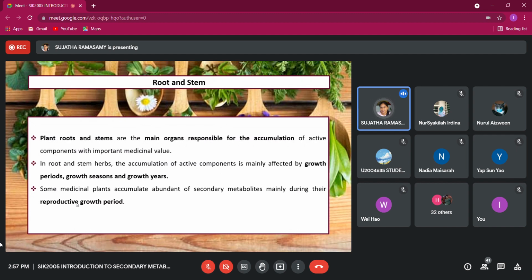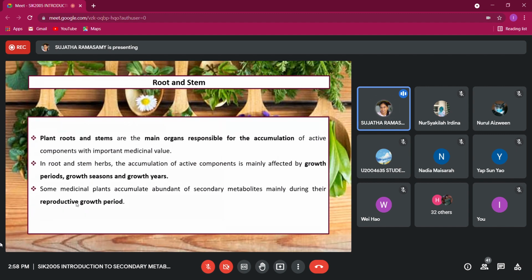Okay, let's look at the root and the stem. So the plant roots and the plant stem are the main organs responsible for the accumulation. If you have used traditional medicine or you have seen people prescribe traditional medicine, most of the parts that they use are the roots or the stem. Kan kata guna akar ni, akar tu, and then batang. Why? Because these are the two parts of the plants that are rich with phytochemicals or secondary metabolites.